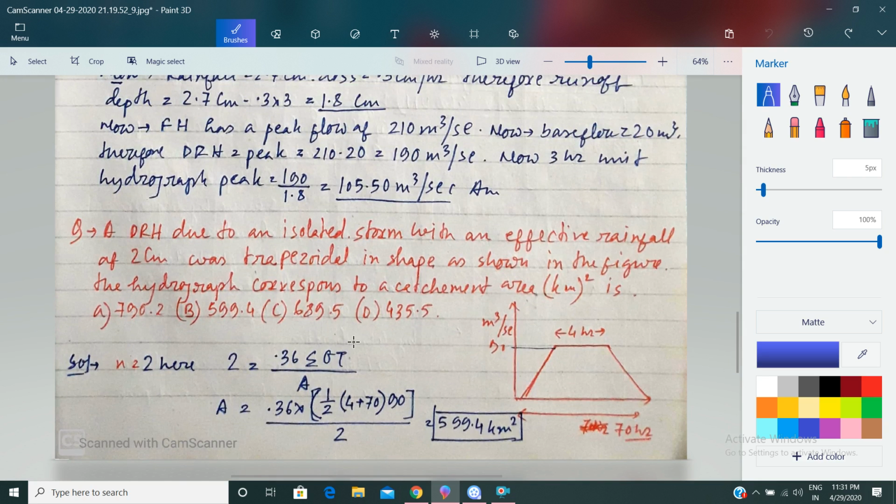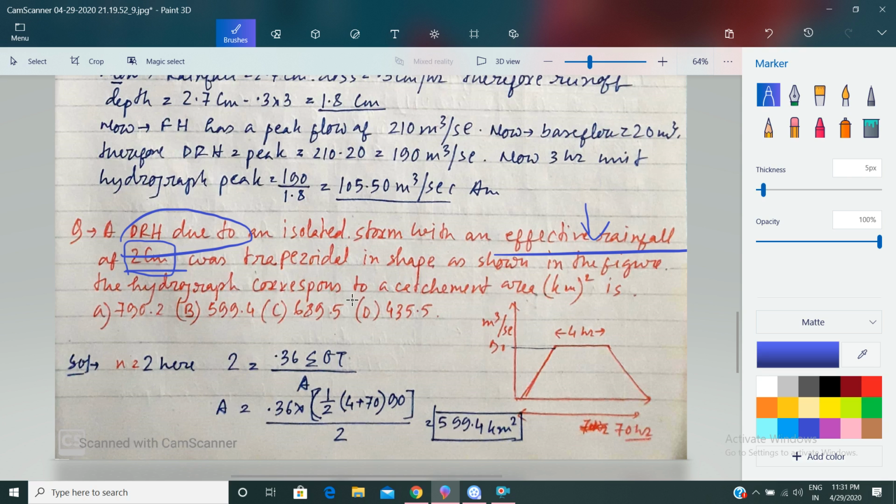Okay, see what is given here. A DRH due to an isolated storm with an effective rainfall of 2 centimeters. See, these terms are important. This is rainfall, not runoff. It was trapezoidal in shape. The DRH is given here. Effective rainfall means runoff. So a runoff of 2 centimeter producing a DRH of trapezoidal shape, as shown in the figure.